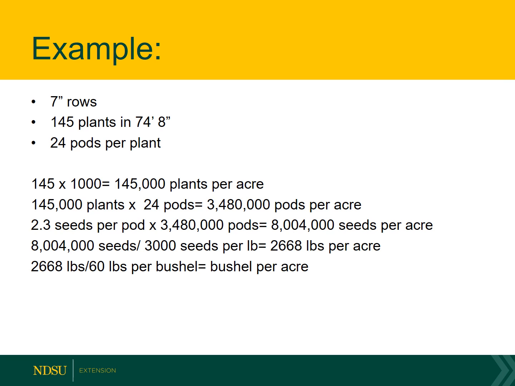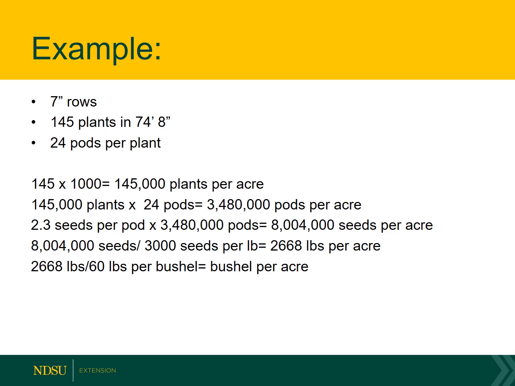And so, first off, since those plants in that 74 feet 8 inches are 1,000th of an acre, we take that times 1,000 to get our plants per acre. So we have 145,000 plants per acre. Now we take those 145,000 plants times the 24 pods that we counted, and we got 3,480,000 pods per acre. Whew, tongue twister.